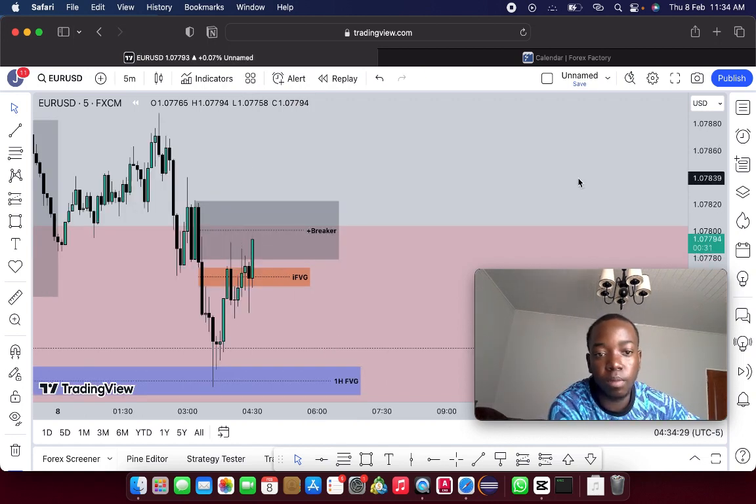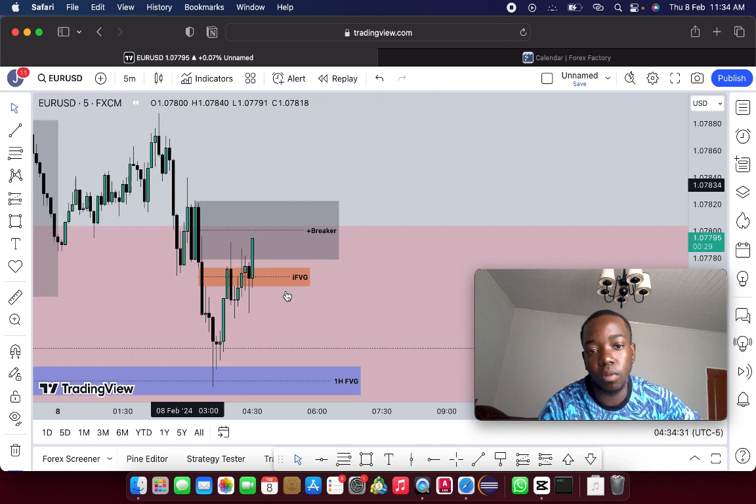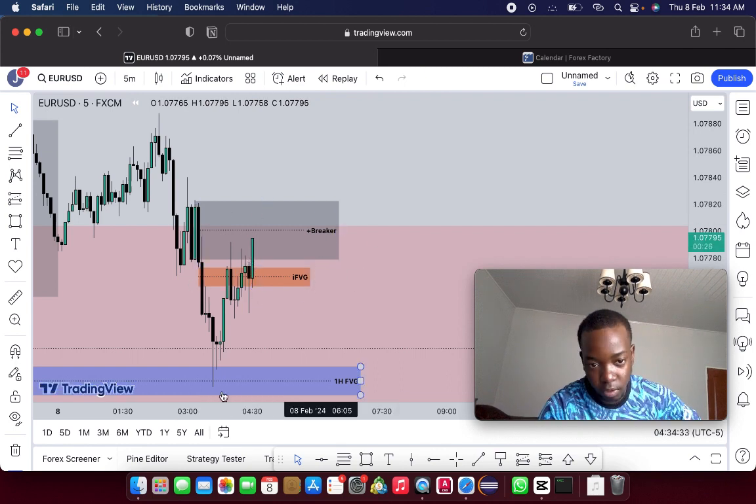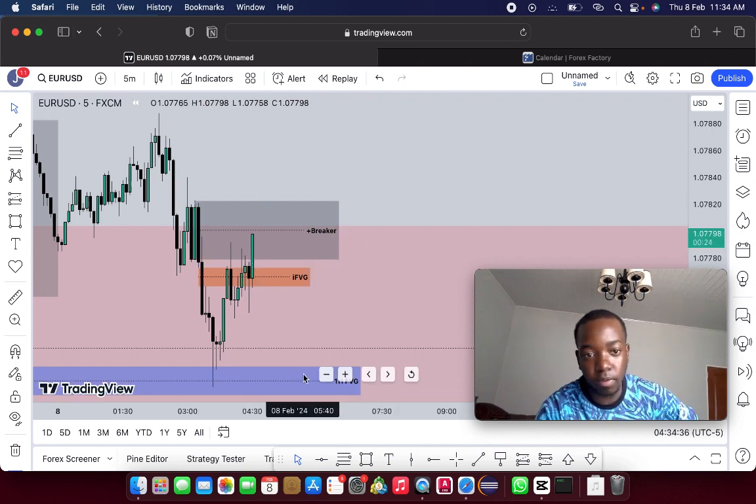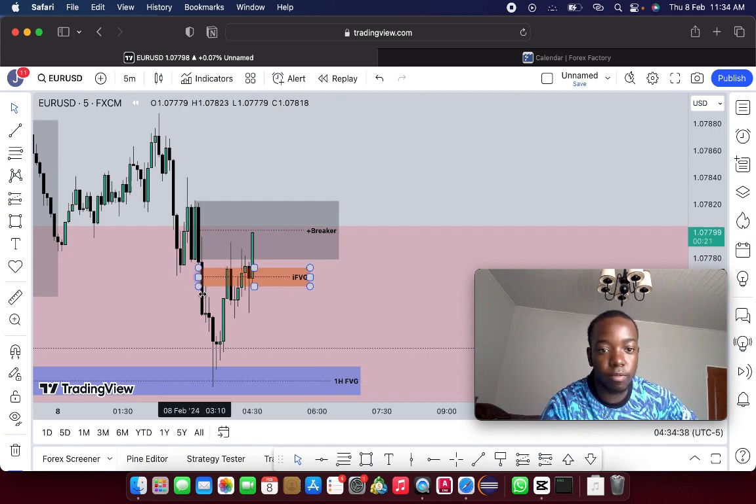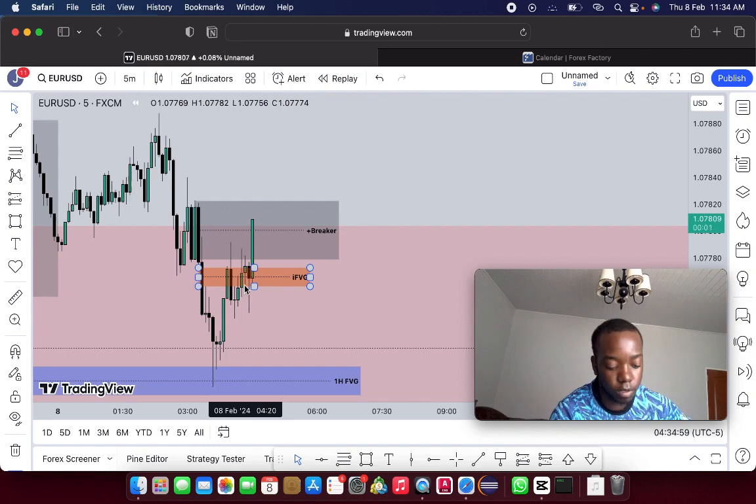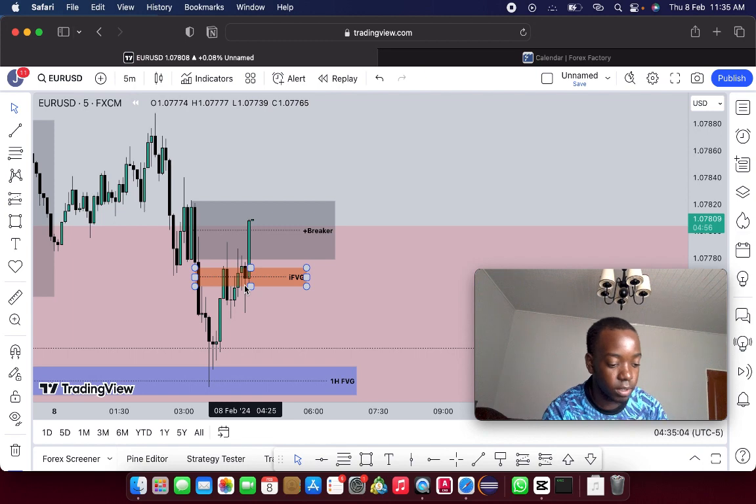I'll be taking my attention to this breaker block that we have, for the fact that we've traded off the consequent encroachment with our early fair value gap, and we've filled this fair value gap, which is tending to our inversion fair value gap. If we get above the main threshold of this breaker, I'll be executing, and I'll be putting my stops right at the end of this block, also considering the consequent encroachment of this week down here. I'll be putting on risk of 0.8%.